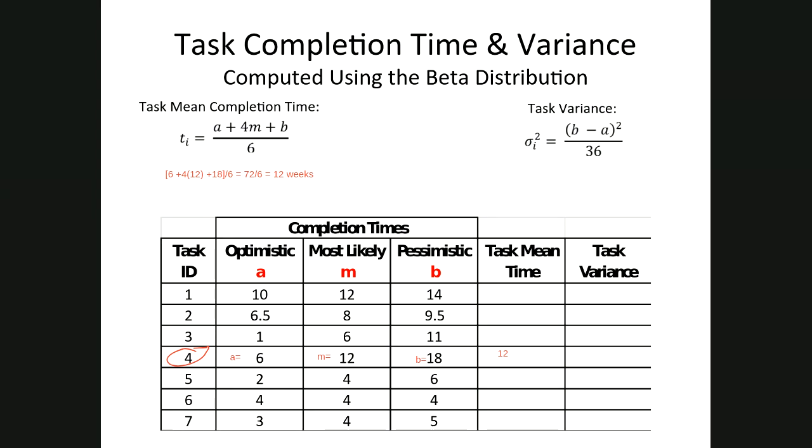Let me quickly do that calculation. I can't do that one in my head. 144 divided by 36 is 4 even. So this is 4.0, and our task variance for task 4 is 4.0. I should have been able to do that in my head.